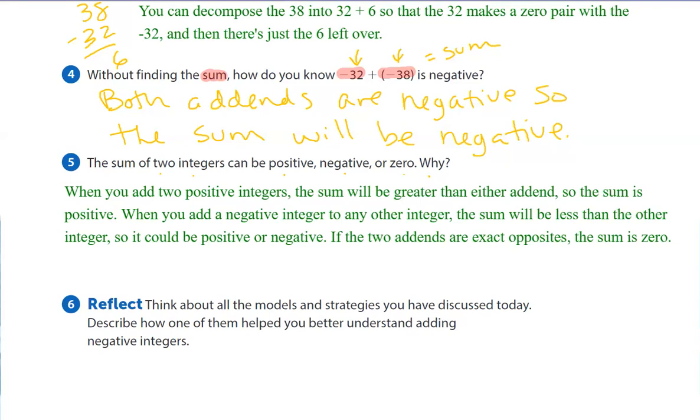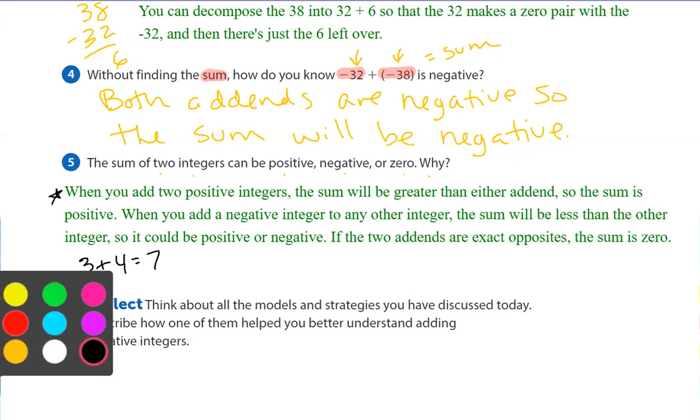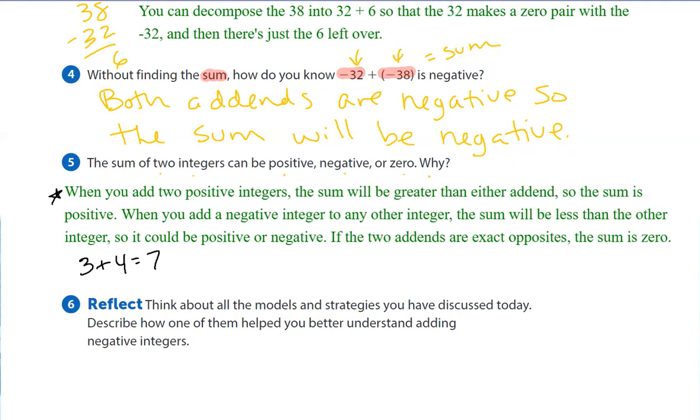Here's an example for the first one. Like I said, 3 plus 4 equals 7. The addends are both positive, so the sum is a larger positive. For the second one, when you add a negative integer to any other integer, so I'm going to say 3 plus negative 4. 4 is the bigger number, and the difference between 3 and 4 is 1. But the 4 is bigger, so it's going to end up being negative. It's going to end up having the same sign as the 4.